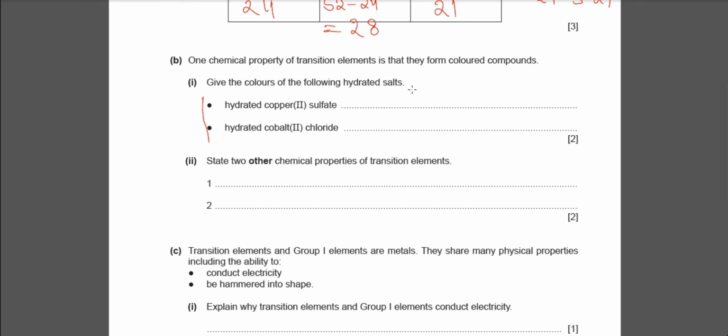So hydrated copper 2 sulfate is pale blue. Even if you write blue, that's fine as well. Then hydrated cobalt 2 chloride is always pink. Recall the information from the chemical test of water. If you don't remember, then please quickly write these in your exam notes and then try to memorize and recall them when they are required.